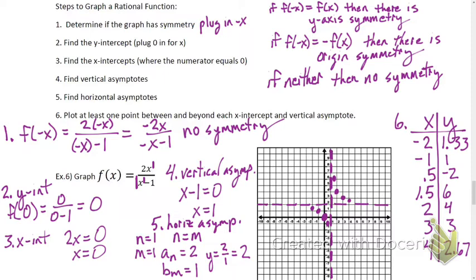So let me change colors. And our lines look something like this. And if you want, you can go to the calculator and check it, type it into the graph, see if you get the same thing.